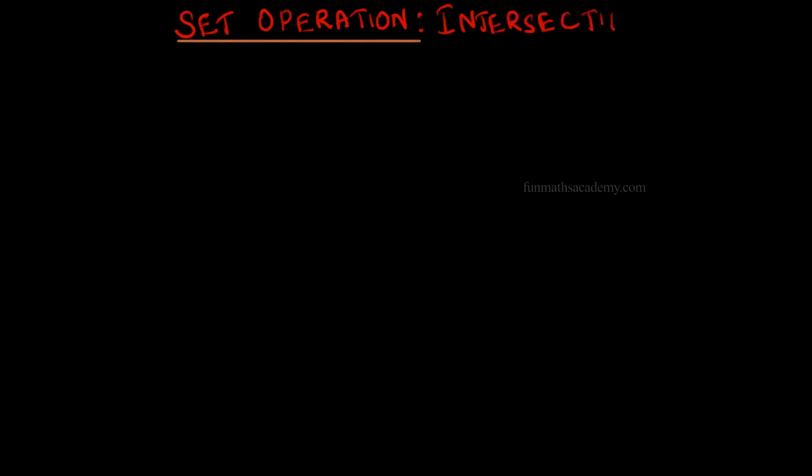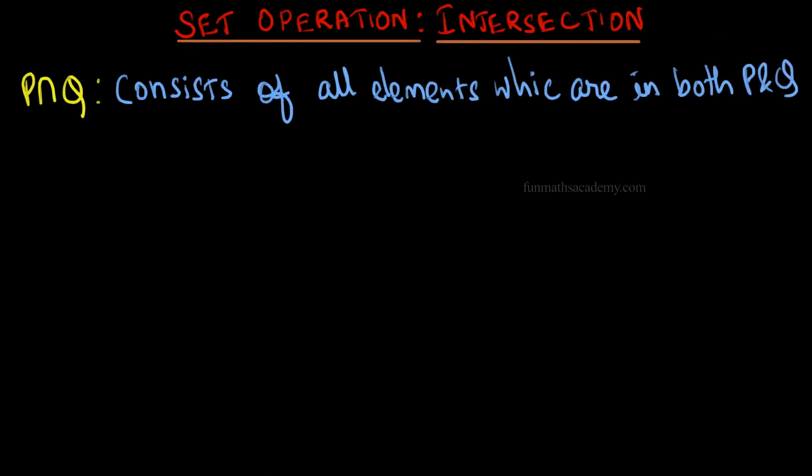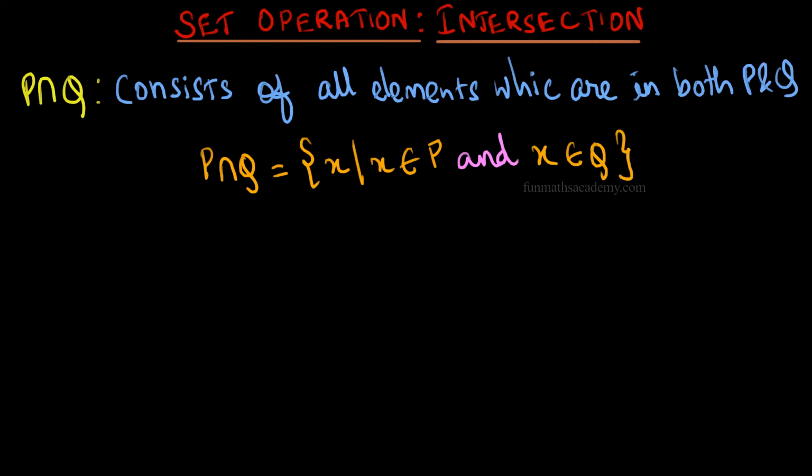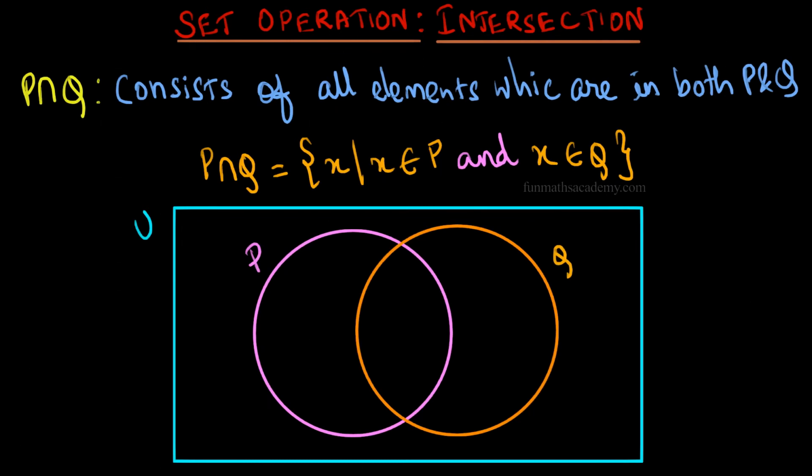Just like when we add or multiply two real numbers, we get a new number, when we use an operator on two sets, we get a new set. P intersection Q is the set created using all elements common in both sets P and Q. It will be represented in set builder form as the set of all x such that x belongs to P and x belongs to Q. In a Venn diagram, this represents the region that overlaps set P and set Q.